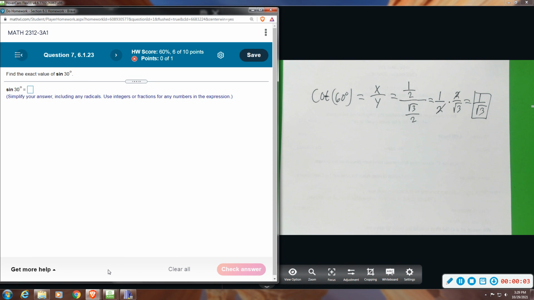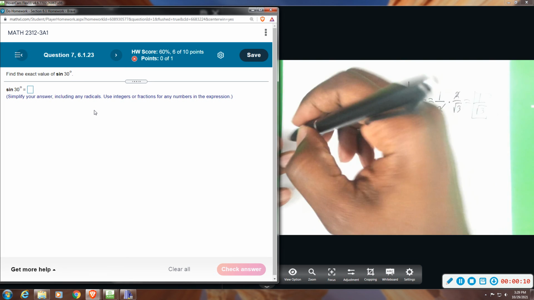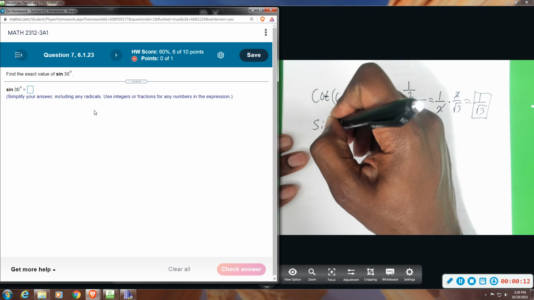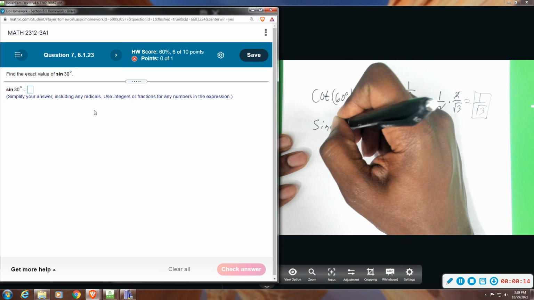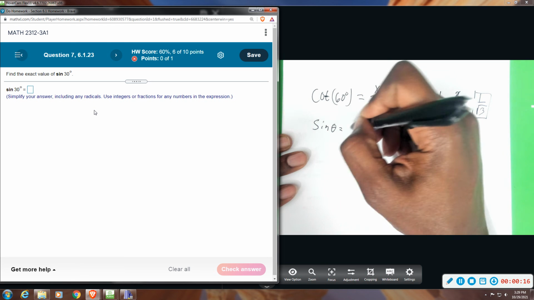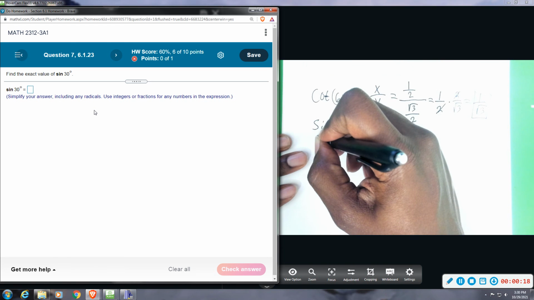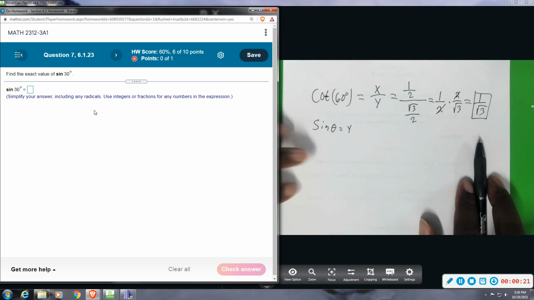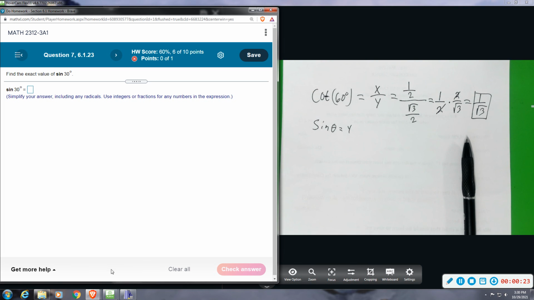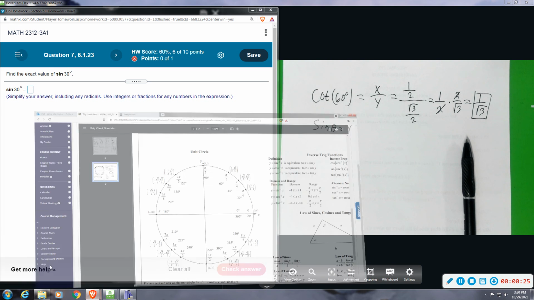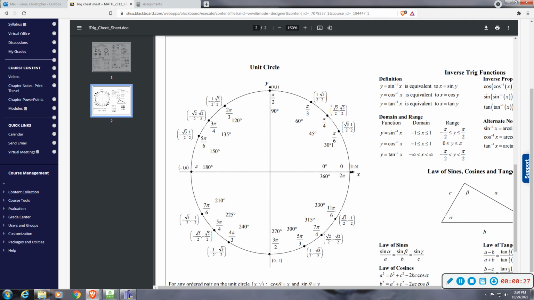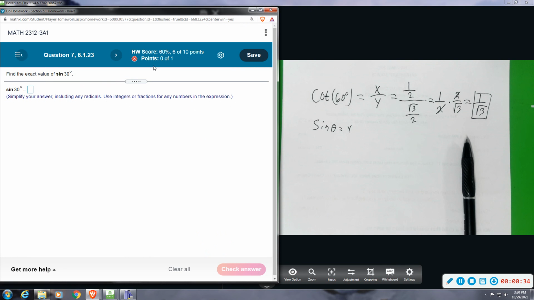All right, number 7, we want to find the exact value for sine of 30. Okay, so recall sine is giving you the y coordinate from the unit circle. So when we look at 30 degrees, we're going to look for the y value. So from the unit circle, find that 30 degrees, x, y, so the y value is just 1/2. So that's going to be our exact value.